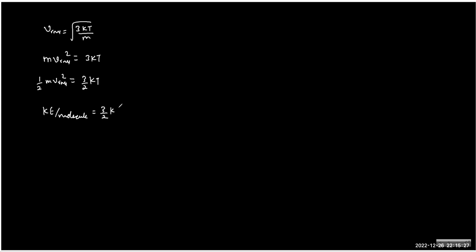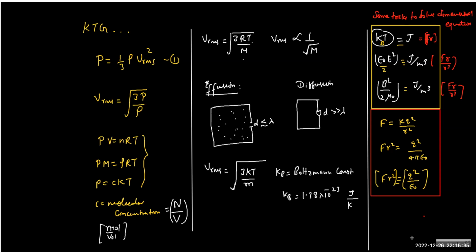Now, because the VRMS you got as root of 3kT by m, you can see the kinetic energy of each molecule is how much? So m v square becomes 3 kT, so half m v square, which is called the kinetic energy of each molecule, turns out to be 3 by 2 kT. So this is what we studied in the last lecture. I hope you remember all this.